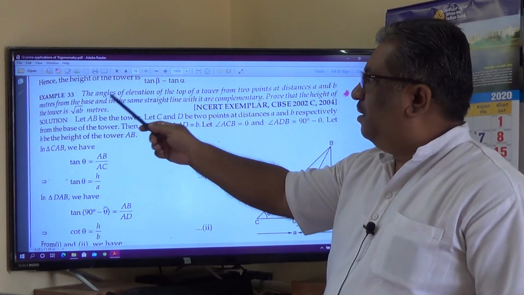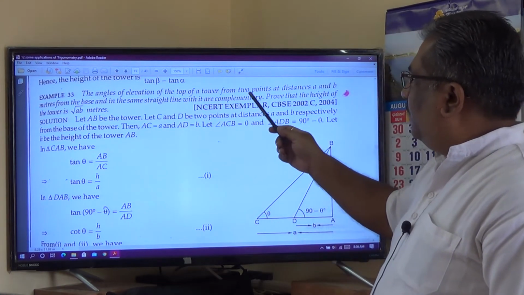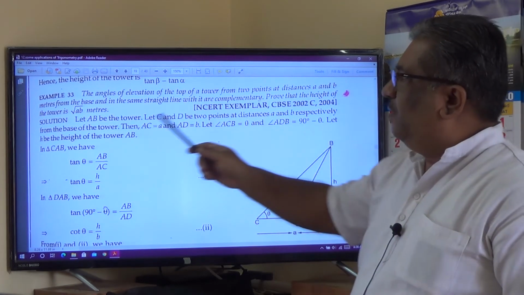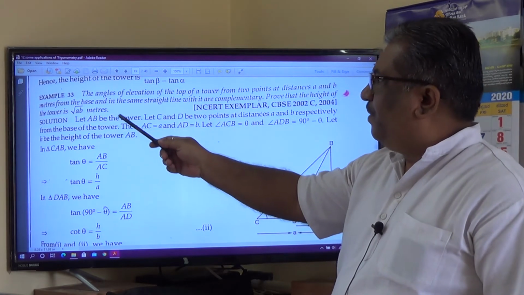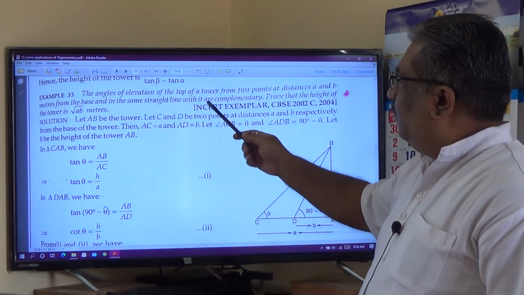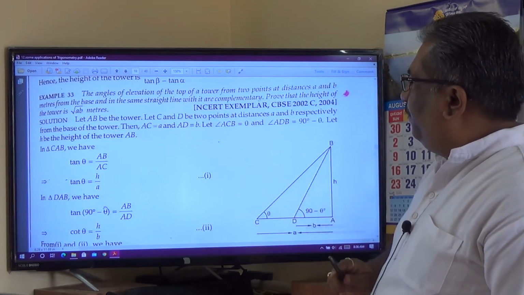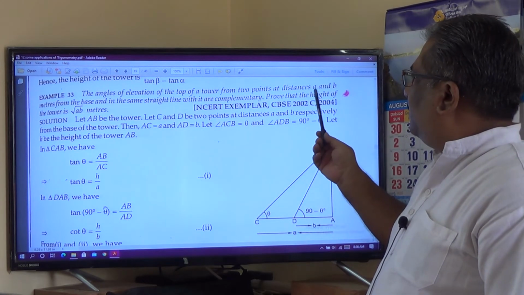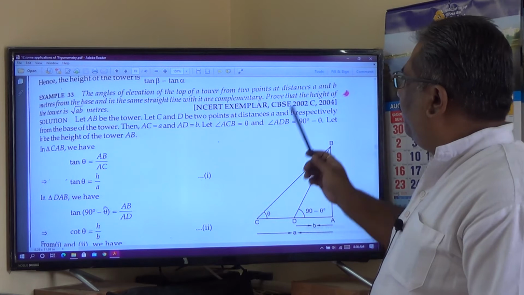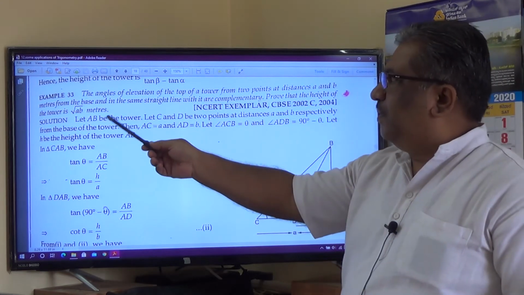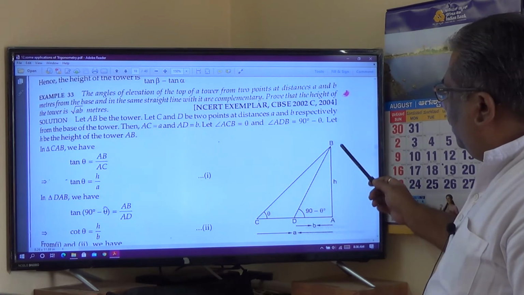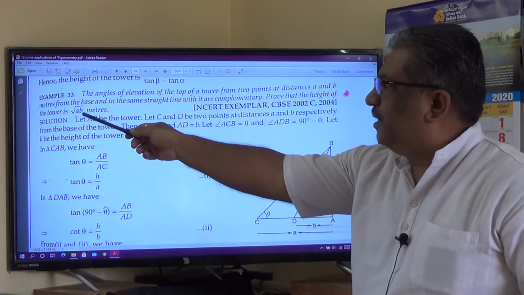Example 33. Angles of elevation of the top of a tower from 2 points at distances a and b meters from the base and in the same straight line with it are complementary. So the angles of elevation of the tower from 2 points at distances a and b are complementary to each other. Prove that the height of the tower is under root of ab meters.